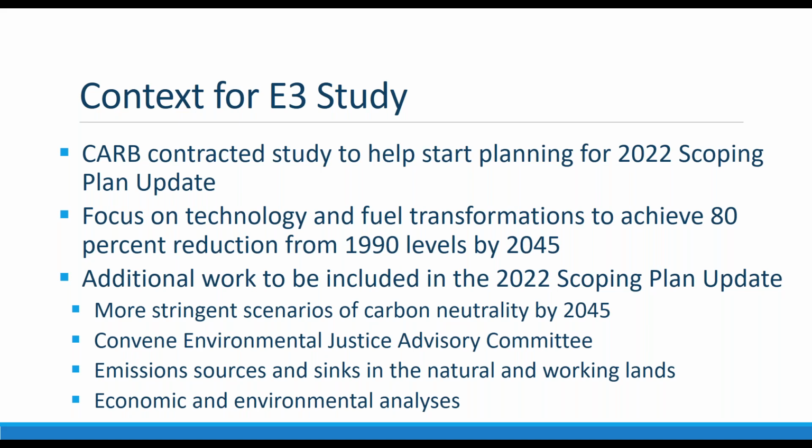I want to stress that the scenarios considered in the next scoping plan will need to be more stringent than greenhouse gas emissions reductions of 80% below 1990 levels by 2050, because we are trying to achieve carbon neutrality by 2045 and limit all emissions in the system to the maximum extent feasible. As we transition to the scoping plan update, we will be considering carbon neutrality comprehensively, incorporating emissions sources and sinks from our natural and working lands.